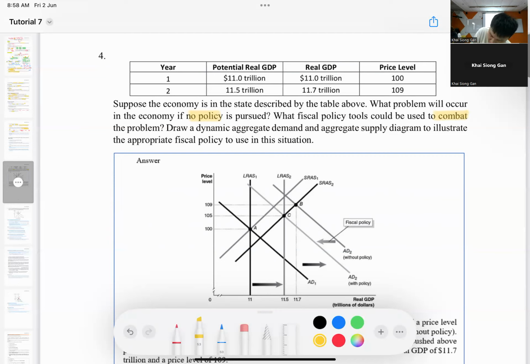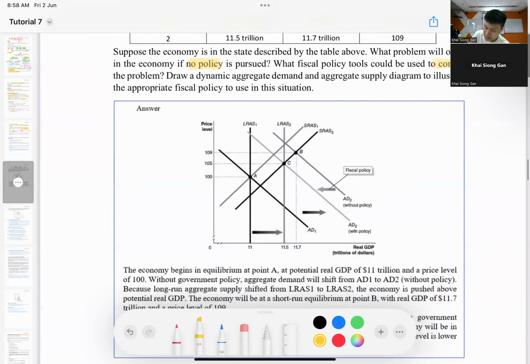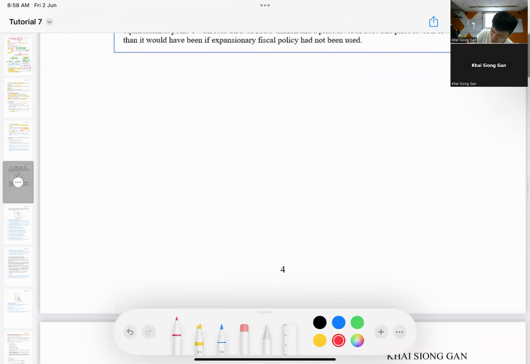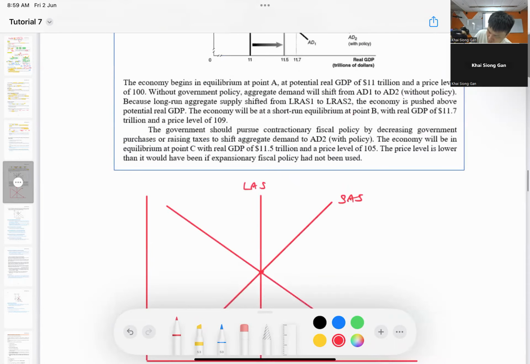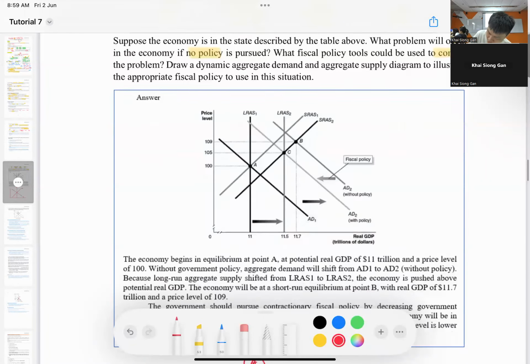We draw year one first and put in all these values. First of all, we assume that it starts from full employment: 11 trillion, price level 100. So I can put it here. Draw a straight line for the y-axis and x-axis, then the aggregate demand curve, the SAS, and the LAS. So this is my initial point, 11 trillion at a price level of 100.